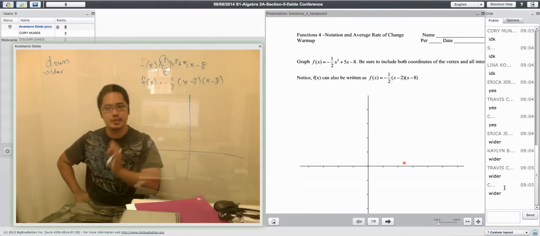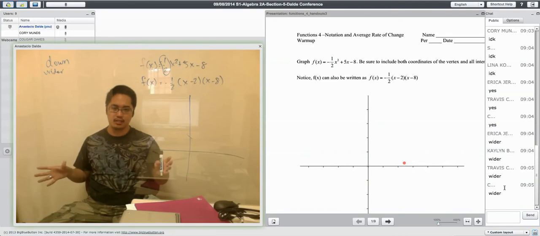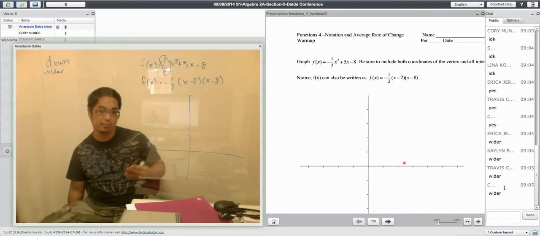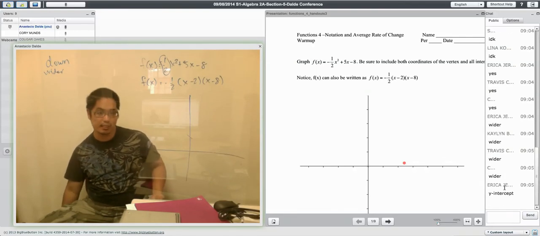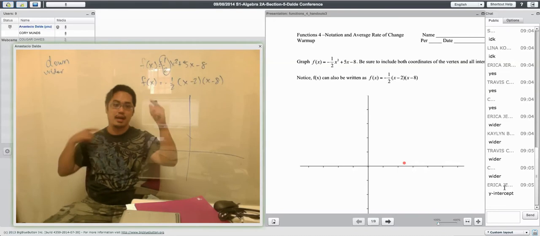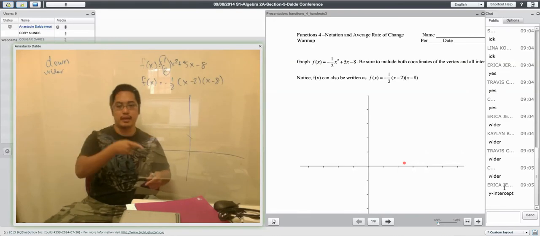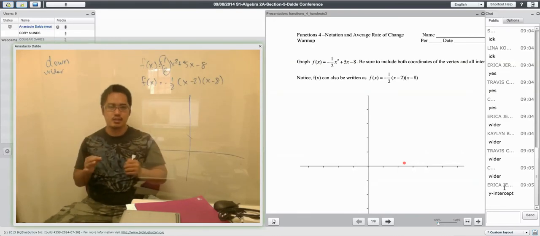There's one other piece of information that I can get from the standard notation right off the bat. This is probably the only thing that standard notation is really good for, to be honest with you. Actually, I lied. There is something else, and that's when we're using the quadratic equation. But absolutely, Erica, we can get the y-intercept. What is the y-intercept?